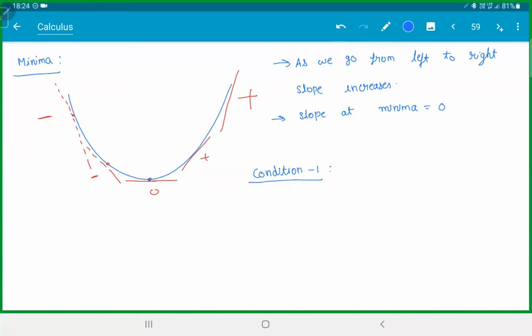So condition 1, the slope dy by dx is equal to 0. Condition 2, the rate of change of slope is increasing. It is positive. So the double differential d square y by dx square should be greater than 0. These are the two conditions. So here slope is always increasing.